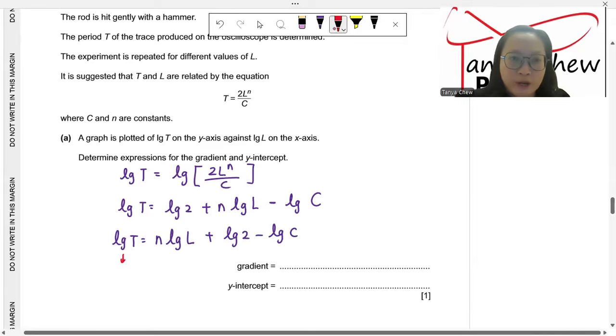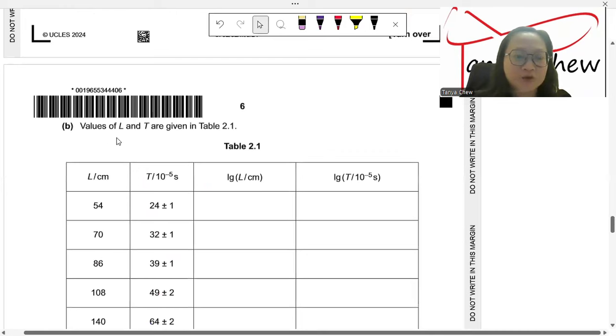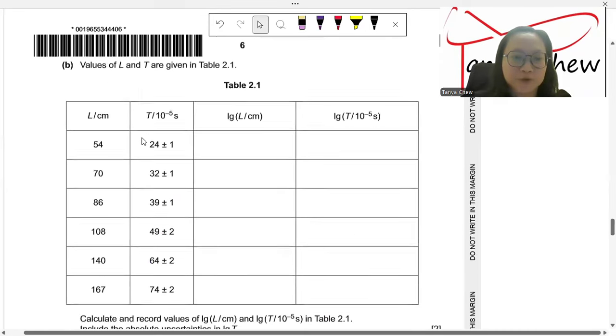Now I compare with the straight line graph equation, y is equal to mx plus c. The gradient of the graph would be n. The y-intercept will be log 2 minus log C, or you can simplify it to become log of 2 divided by C. Not a problem.